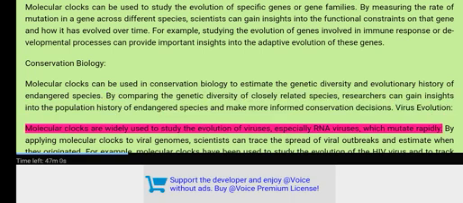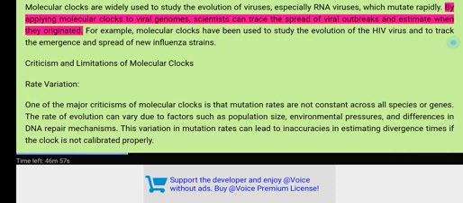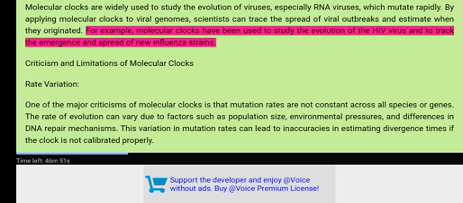Virus evolution. Molecular clocks are widely used to study the evolution of viruses, especially RNA viruses, which mutate rapidly. By applying molecular clocks to viral genomes, scientists can trace the spread of viral outbreaks and estimate when they originated. For example, molecular clocks have been used to study the evolution of the HIV virus and to track the emergence and spread of new influenza strains.